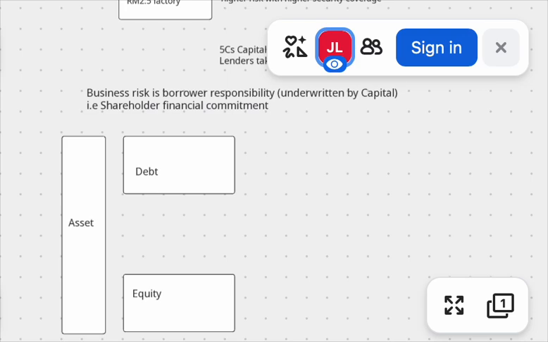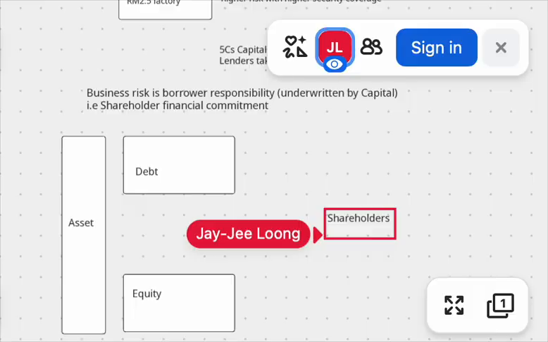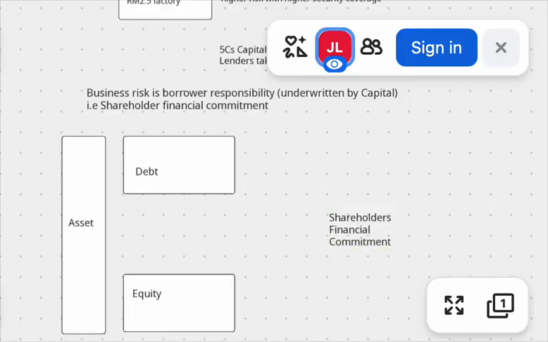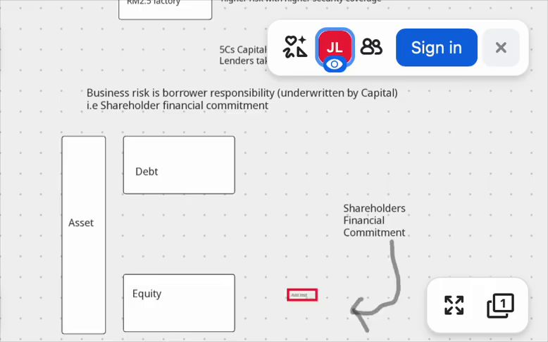Okay, so Paley, what I'm going to demonstrate first is the three examples of shareholders' financial commitment. First one is shareholder funds. Option 1, shareholder funds. Okay, so that's straightforward. That's into paid up capital.